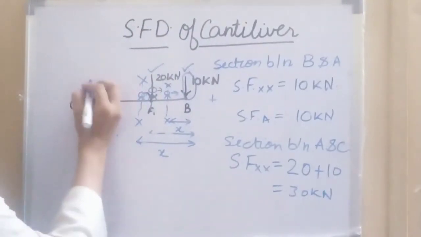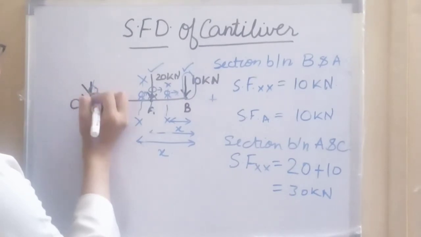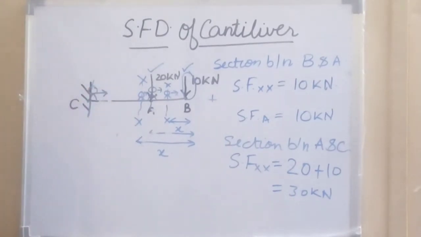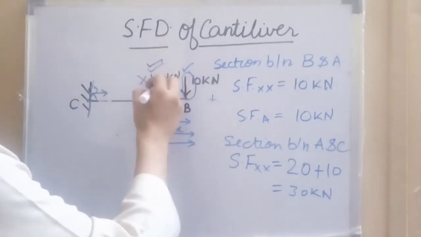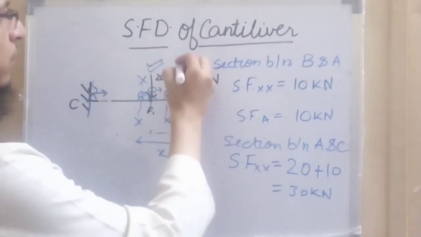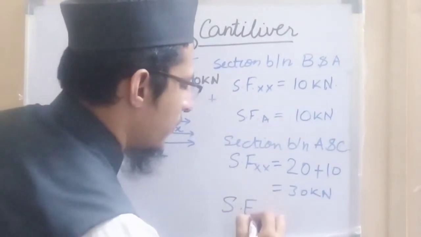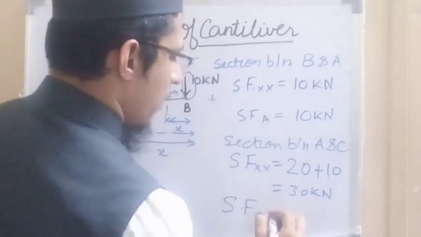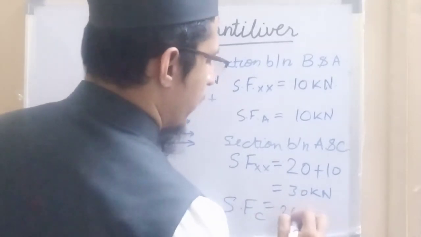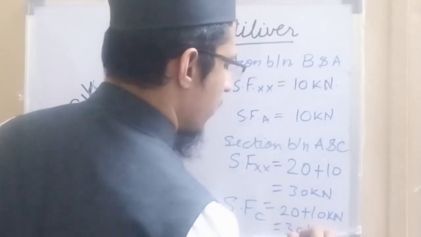Now we can move this section to this point, just point C. If a person is standing here, he stretches his left hand towards this direction and sees towards his left. Again he will see these two forces, this 20 kilonewton force and the other 10 kilonewton force. So the shear force at point C will again be equal to 20 plus 10, that is 30 kilonewton.